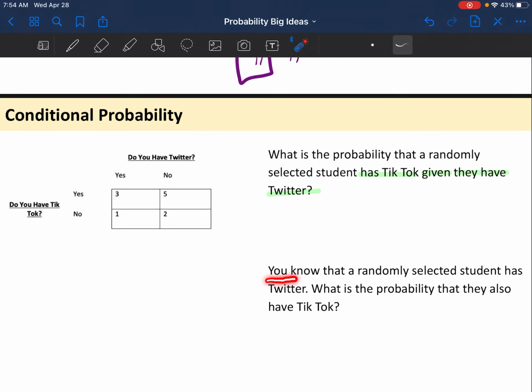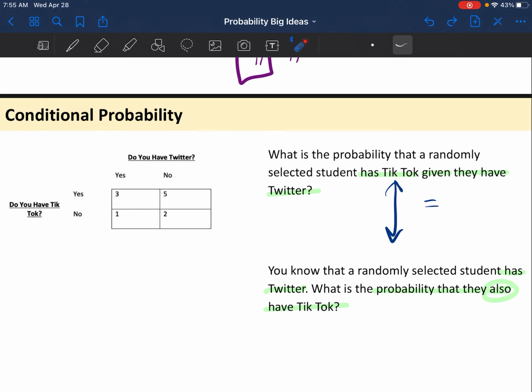And my next question says, you know that a randomly selected student has Twitter. What is the probability they also have TikTok? So if I know they have Twitter, what is the probability they also have TikTok? These two questions are actually asking the same thing. They're written differently. This one has TikTok first and then Twitter last. This one has Twitter first and TikTok last. But actually, they are the exact same question.